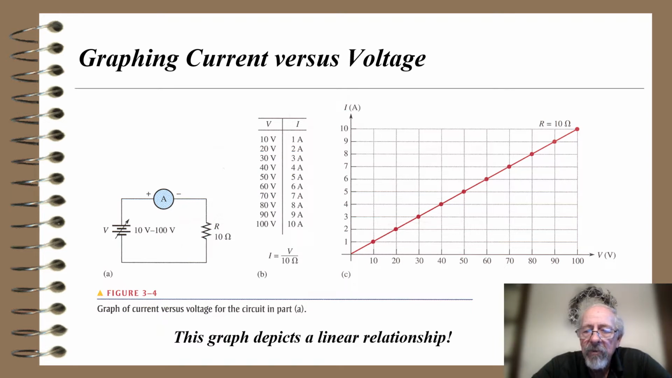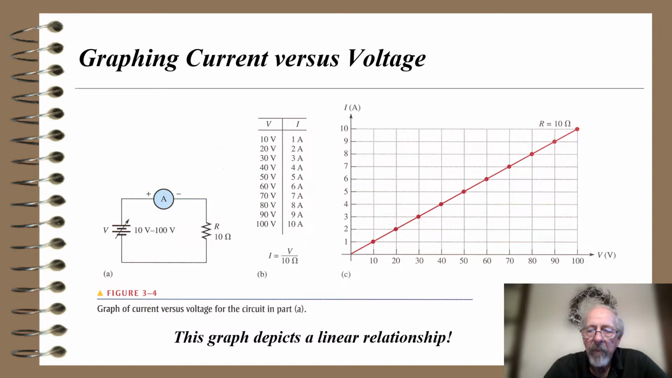And it turns out that the slope of the red line is the resistance, because actually the slope of the red line is equal to, if we go back to the prior slide, R equals V over I. So this graph depicts a linear relationship. If I have a doubling of the voltage, I have a doubling of the current.